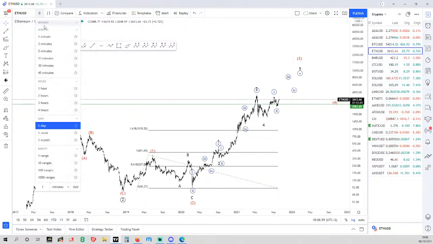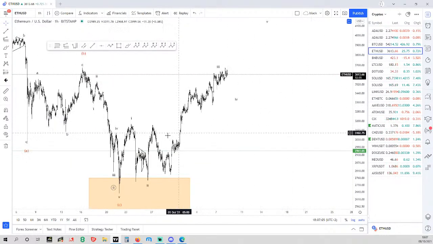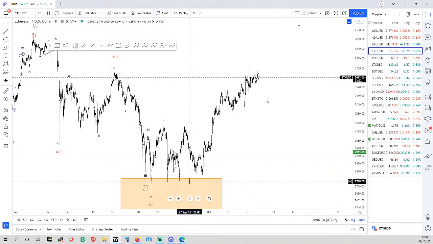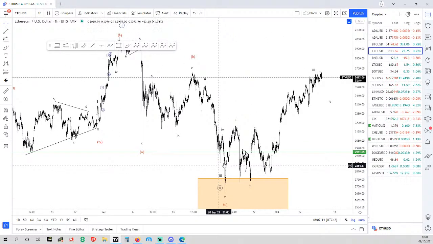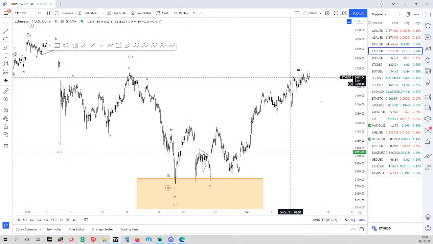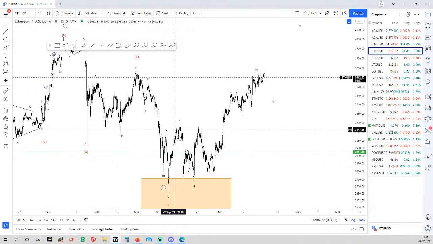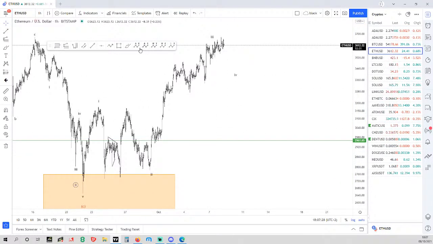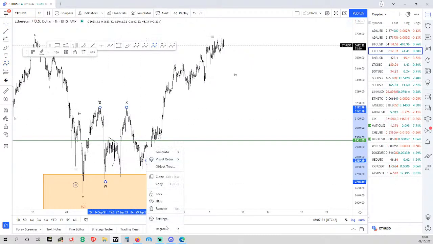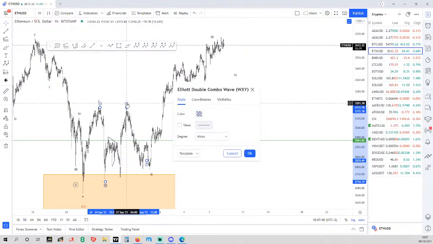If we want to look at the shorter term, there are perhaps many ways to look at this. To be honest, there's also a bearish count, which I'm going to show you in just a second. But the bullish one would basically be an extension. So this could easily be a WXY. There we go, WXY on one degree lower, so that would be micro. And let's make it blue.